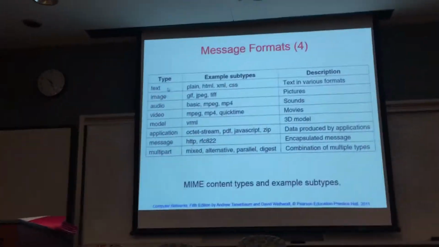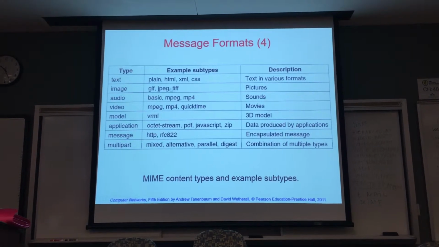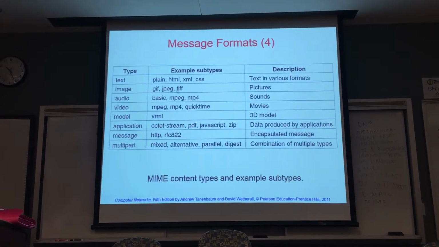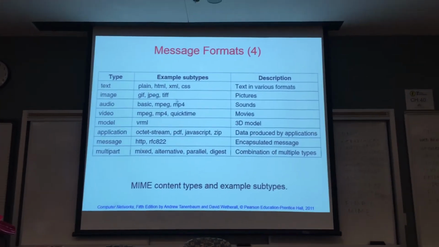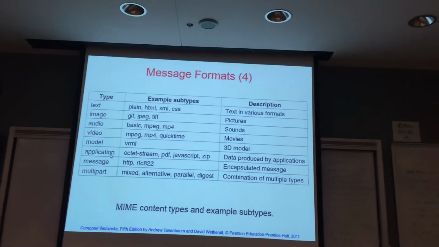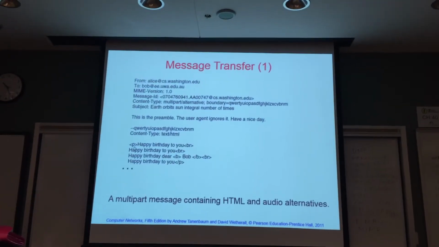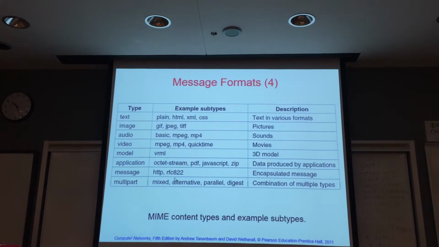extensions, like type text. It can be plain text, HTML, XML, or so on. Image, what type of image? GIF, JPEG, audio, video, or an actual binary application in the email.